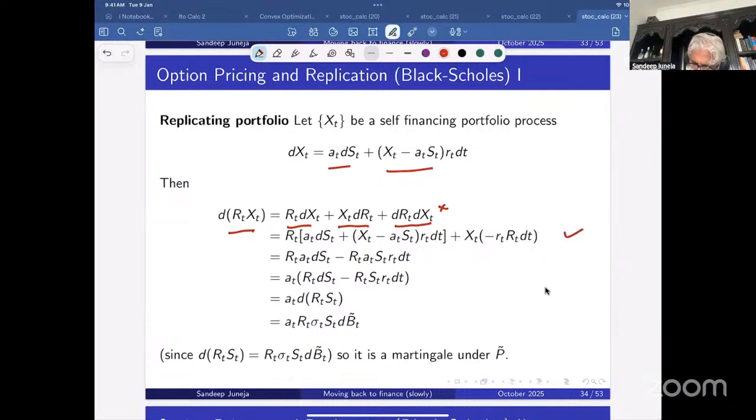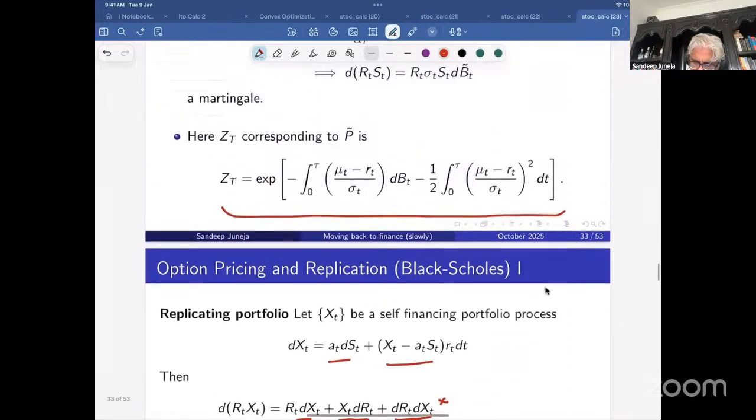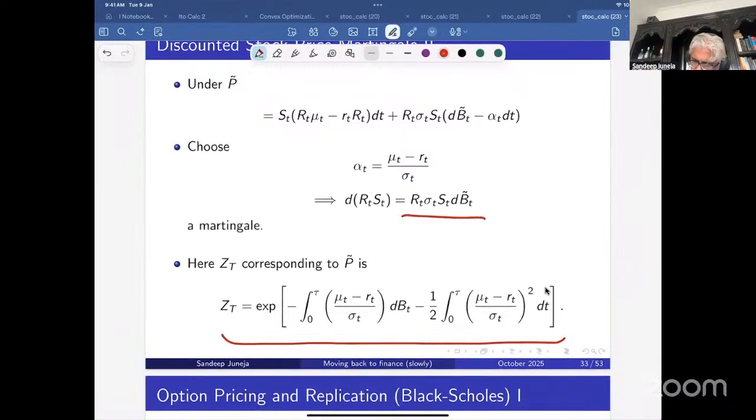You keep on simplifying because the RT term is getting cancelled. Yeah, this RT term is getting cancelled with this XT term here. And then what remains is in the following form. You take delta T outside, and this quantity is just DRT ST. And that we know is RT sigma T ST dP tilde, because DRT ST we must have done over here.